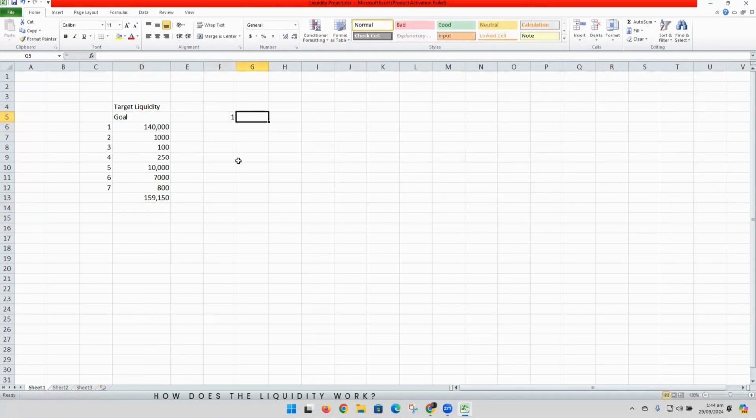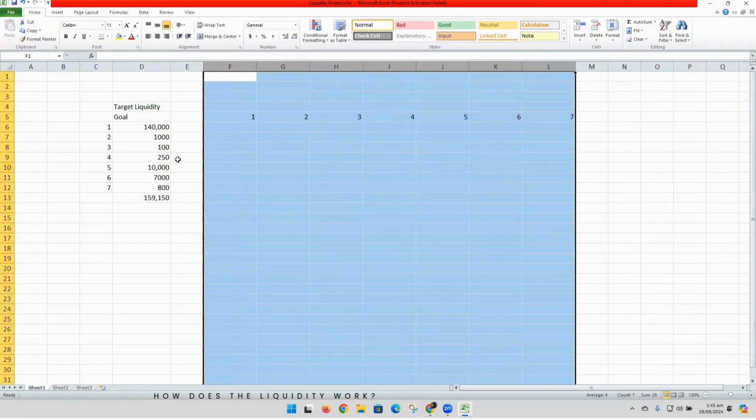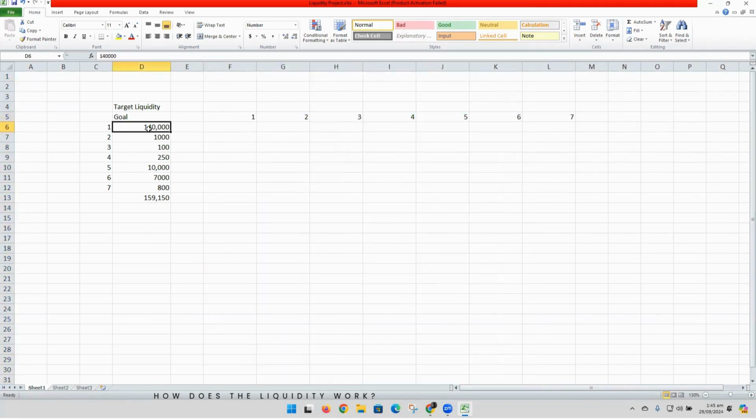Person one, person two, right down to 7. Each person assists the other person to achieve it. So in this case, everyone assists person one to achieve that $140,000. So once person one achieves it, using proximity trading and other techniques I have, each person does this. They get $140,000.